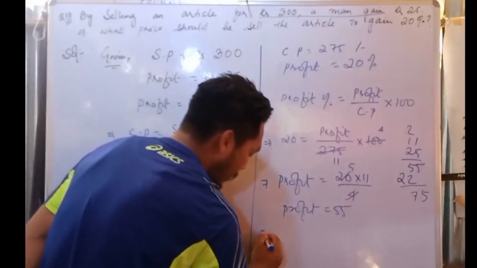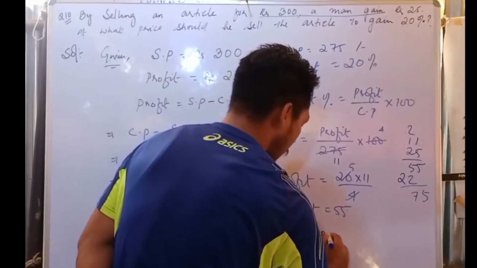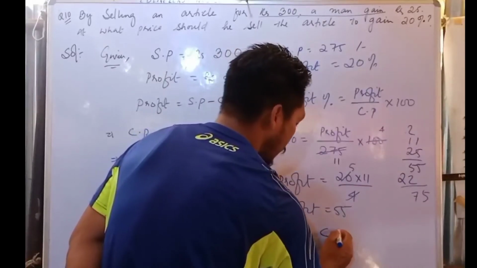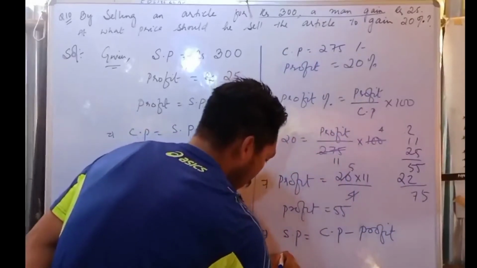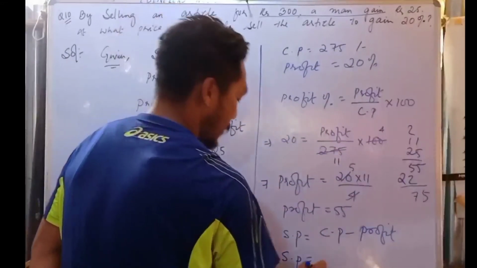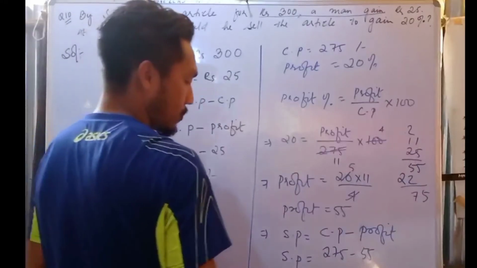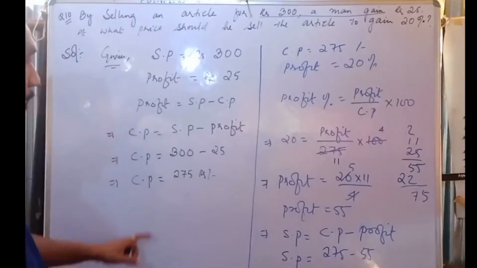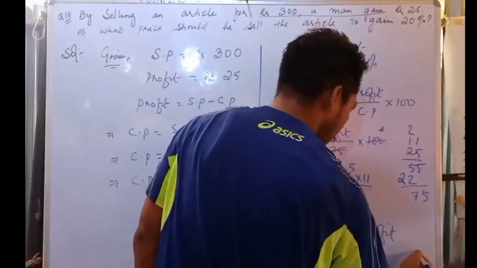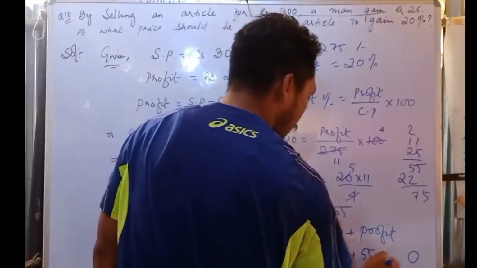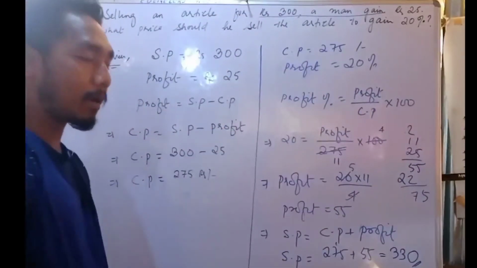If we know the profit, we can find out the SP. SP is equal to CP plus profit. CP is 275 and the profit is 55. Adding these two, we get 330. So the selling price is 330.